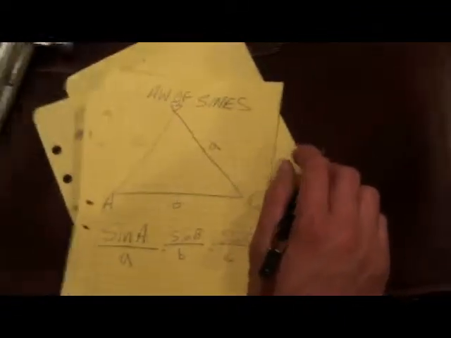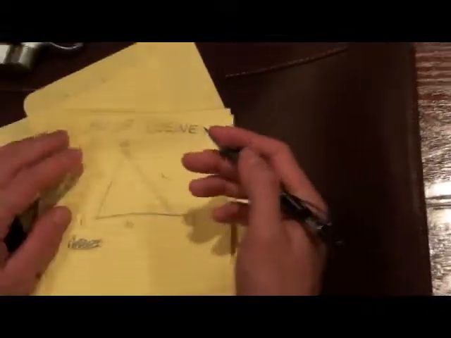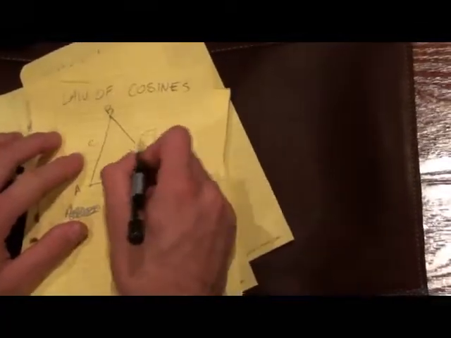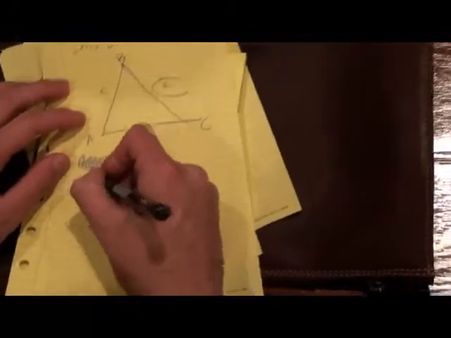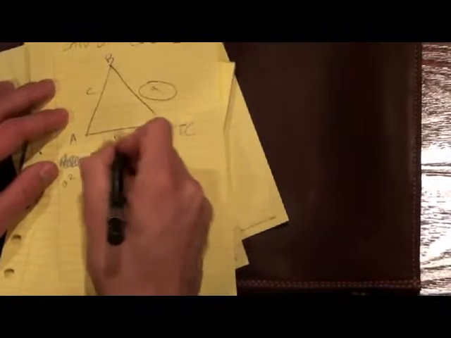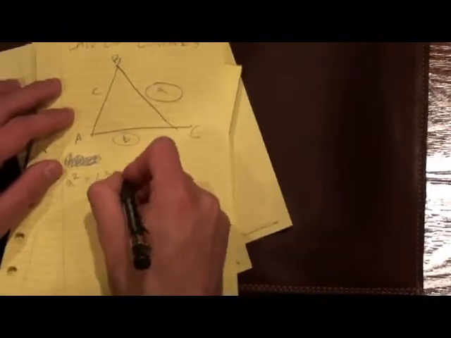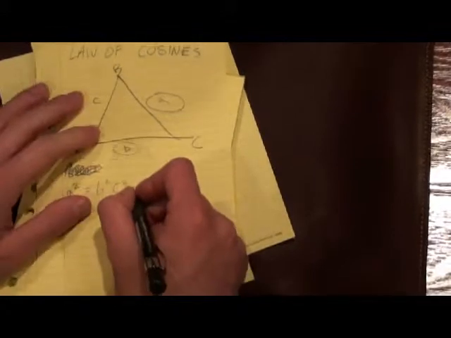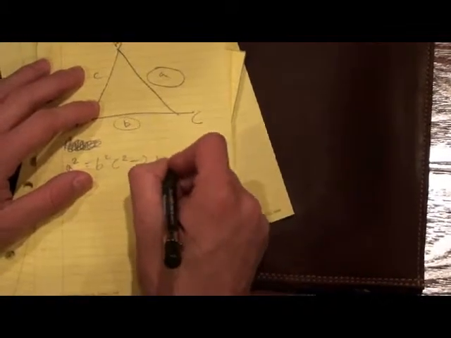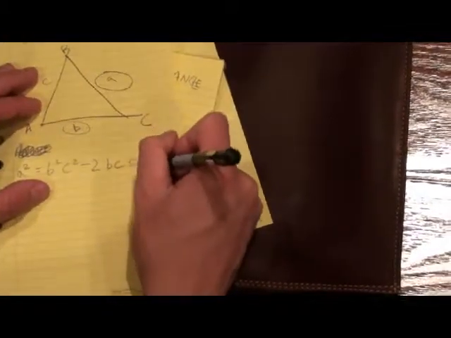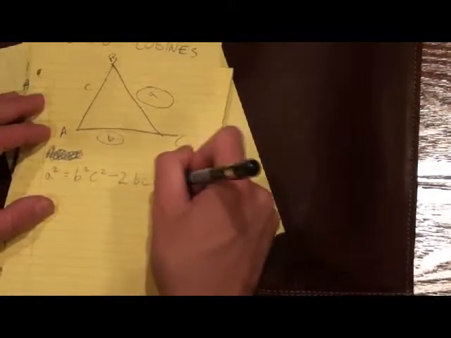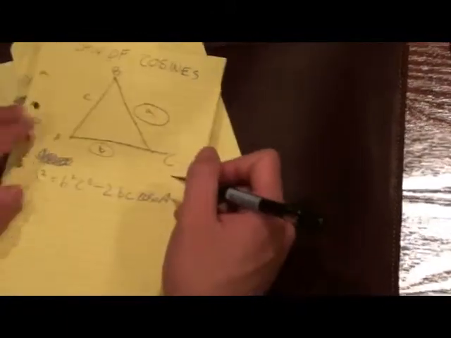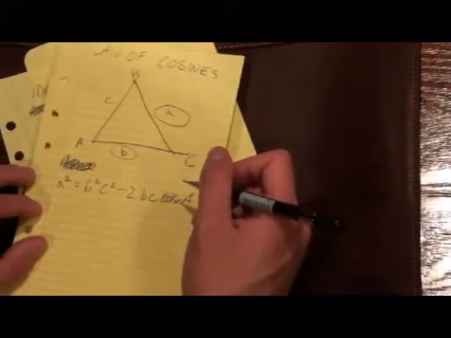Yes. I see. Alright. Second idea will be the law of cosines. Here's our triangle. If we wanted to find A, it'd be A squared equals B squared plus C squared minus 2BC cosine A. Now, are you sure you don't add these two?